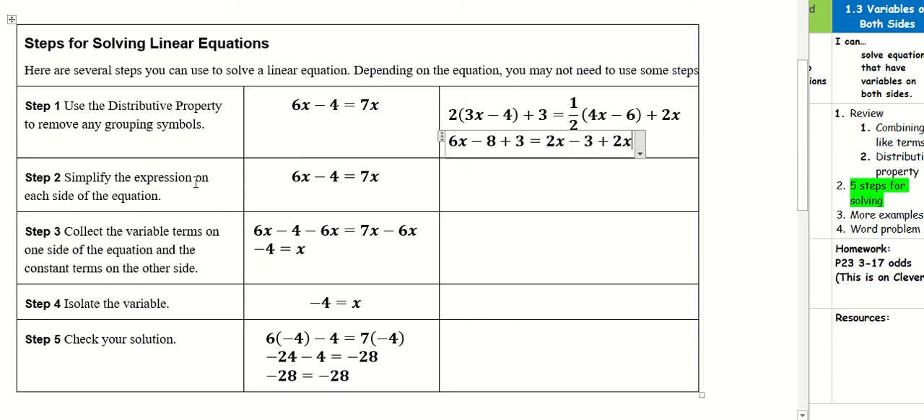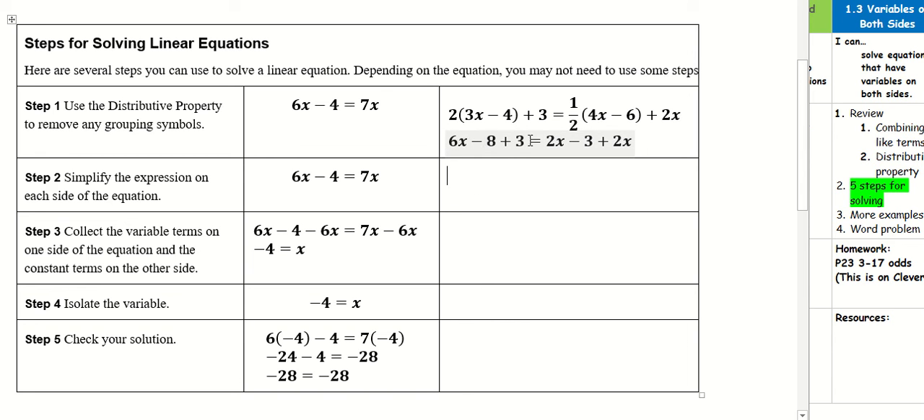Step 2 is we're going to simplify the expression on each side. So I'm going to combine like terms with just this side. Then I'm going to combine like terms with just this side. That's it. I'm not going to take this 2x and put it with this 6x, or this 2x and put it with that 6x. This equal sign is a divider until I get to step 3, okay?